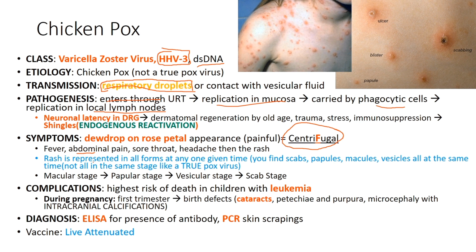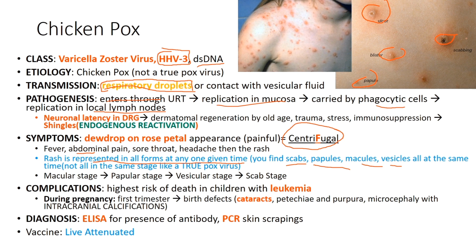Causes abdominal pain, sore throat, headache, and the rash is actually one of the defining features for this virus. You'll have scabs, papules, macules, vesicles, all at the same time. So here, this is chickenpox. Someone has an ulcer here, a scab here, a blister here, and a papule here, and we took this picture, obviously, at the same exact time. And so this is something that a true pox does not have.